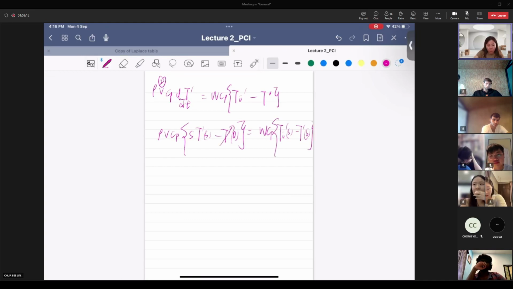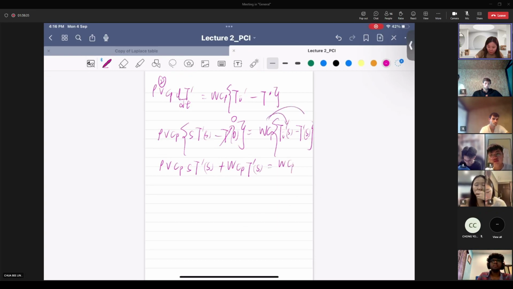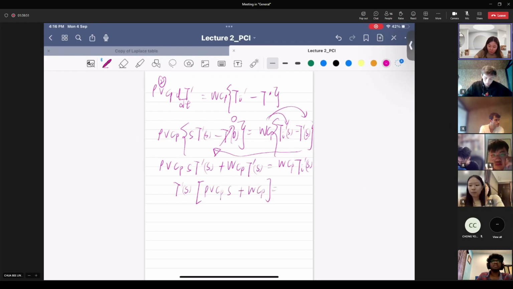Okay, initial condition will be 0 and move all the output to one side, plus omega Cp T prime S, equivalent to input omega Cp. I expand this and move this one to the left-hand side. So omega Cp Ti prime S. Then factorize my T prime S. I'll be getting rho V Cp S plus omega Cp equivalent to omega Cp Ti prime S.